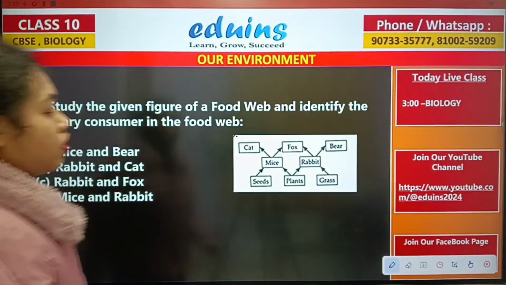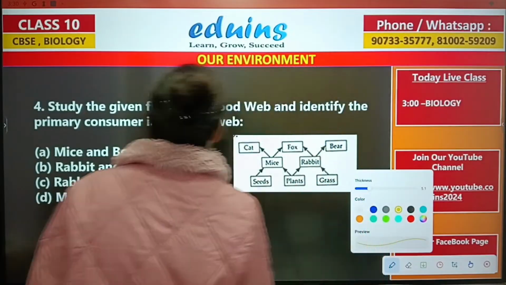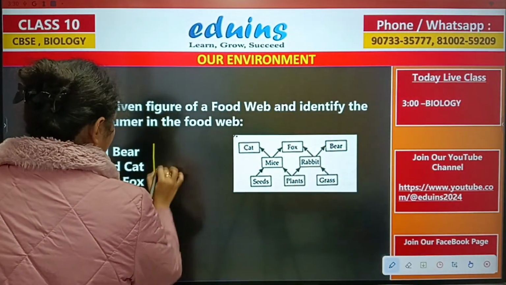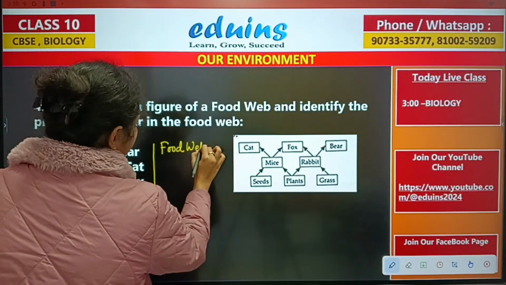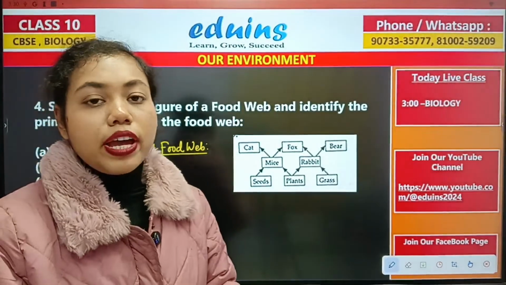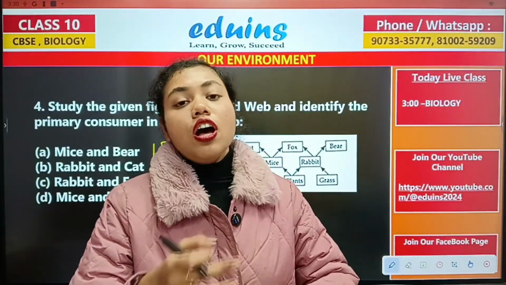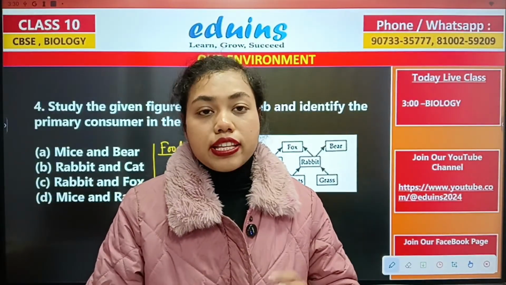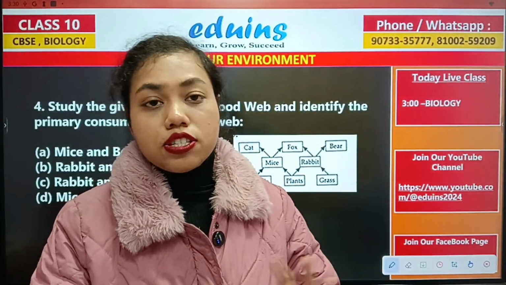Okay, so first we have to know what a food web is. Food web is a complex network where many food chains interact with each other, or when many food chains form a complex network among them, then it's called the food web.